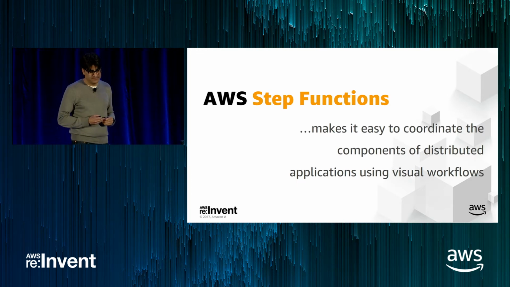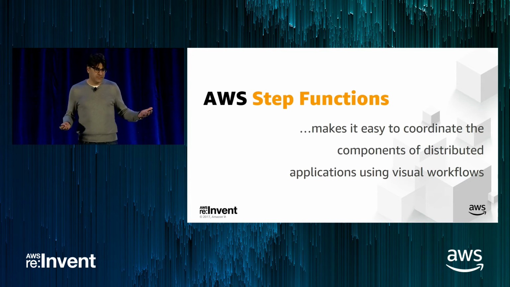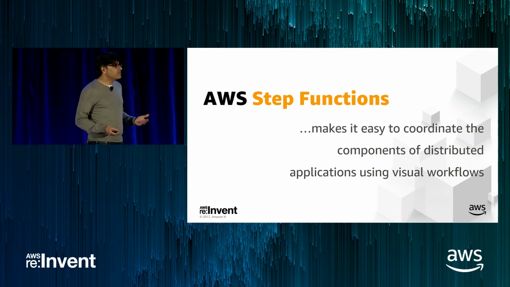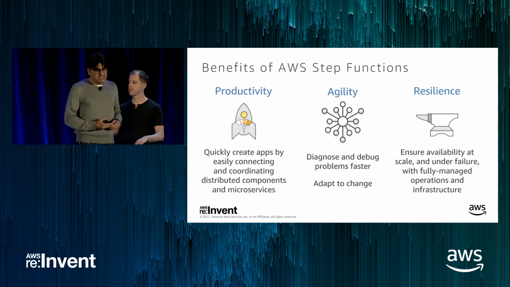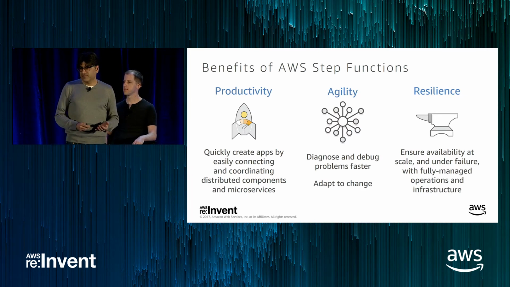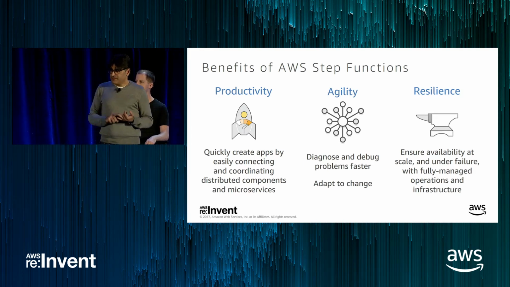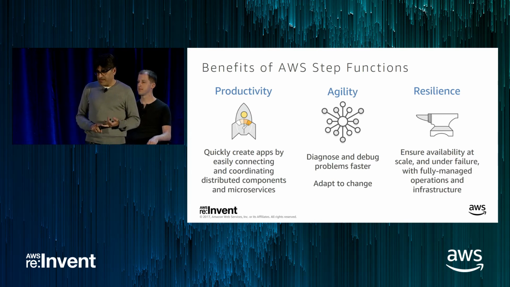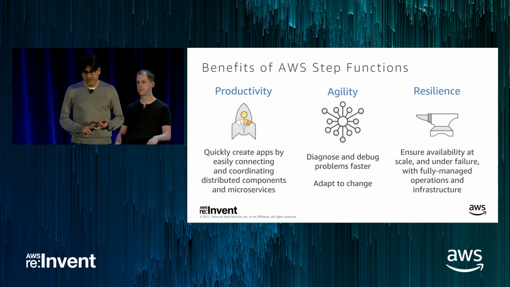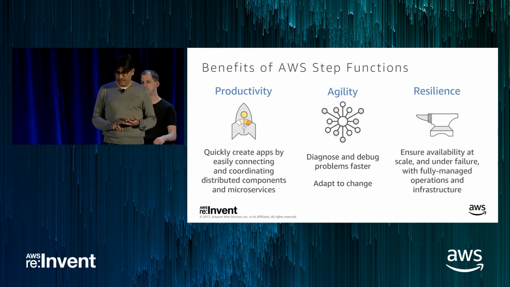Step Functions. AWS Step Functions is designed to make it easy to coordinate components of distributed applications, and we do this in the form of visual workflows. The point of using Step Functions is to make your life easier. We want to make you more productive. As a fully managed service, we take care of the workflow infrastructure for you. This allows you to spend more time thinking about and innovating the business logic that makes your application unique, and your applications are easier to operate and maintain.